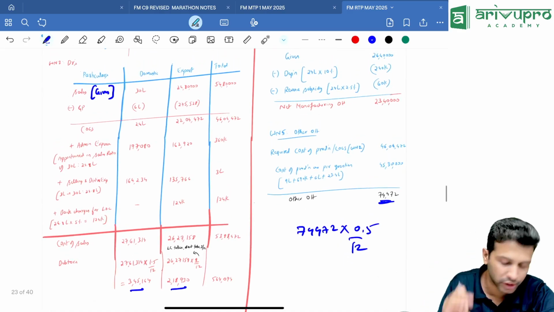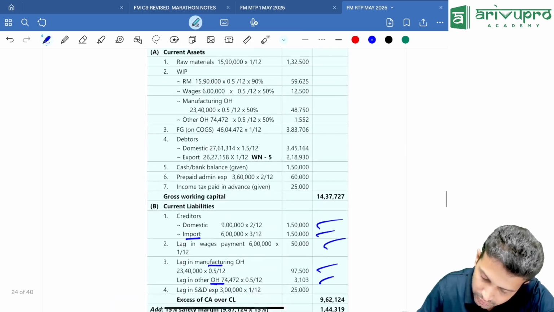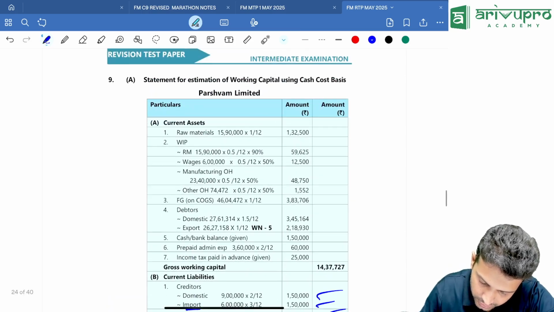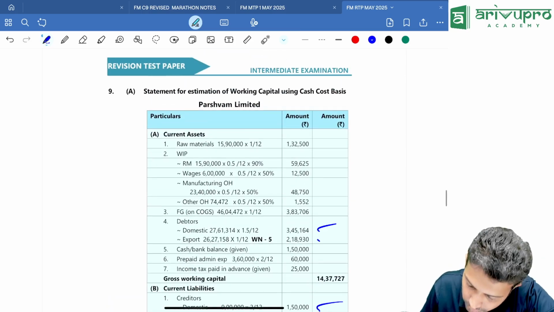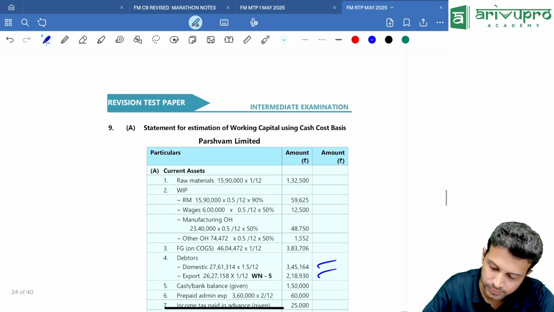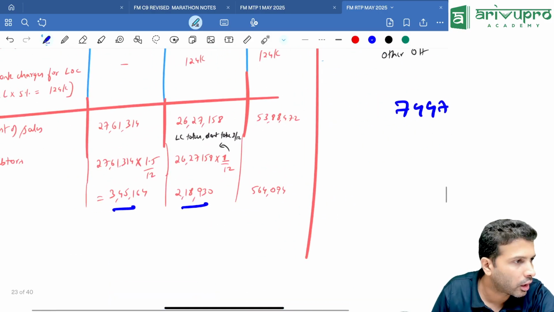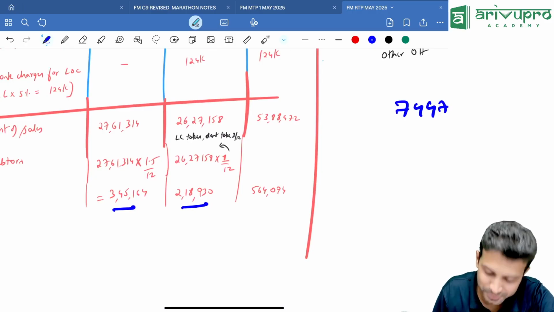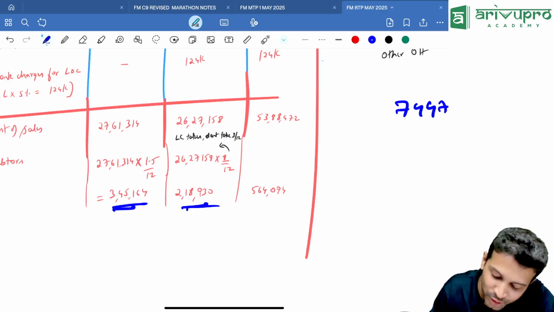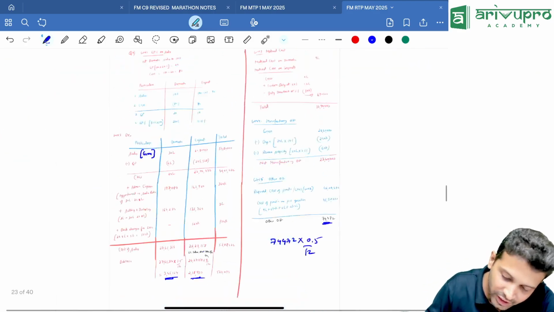If you want, you can combine and show. How much is this number? 345, 164 and 218, 930. Where is it? Debtors. Here. 345, 164, 218, 930. Manageable. Yes. Correct, no, sir. Same number. They're not trusting. 345, 164 and 218, 930. Got it. Okay, debtors over.